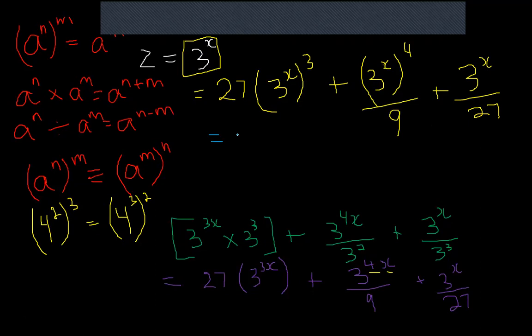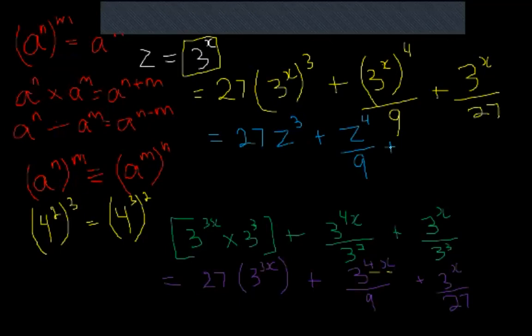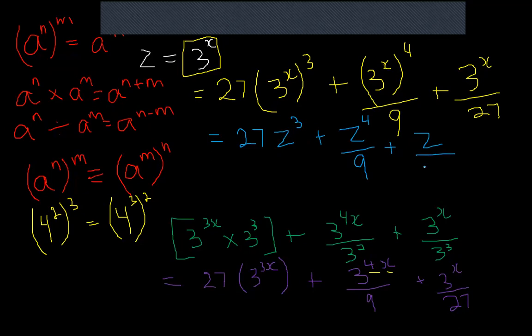So what I could do now is say 27. I see 3 to the power of x here, so I could replace this with z cubed plus 3 to the power of x raised to the power of 4. That's the same as saying z raised to the power of 4 divided by 9 plus, z is 3 raised to the power of x, so I could say z divided by 27. And this right here in the blue would be my answer because they wanted the expression written in terms of z.